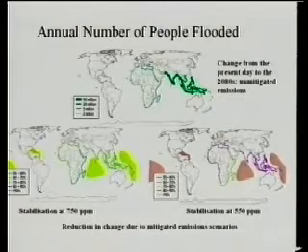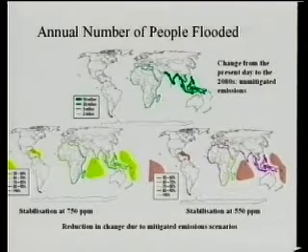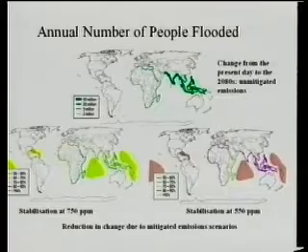So that's one feature. The good news on this slide is that if we manage to control this, such as by stabilizing at 550 parts per million, then we can reduce the problem by quite a large amount. So the blue indicates that 80 to 90% fewer people would be displaced from their place of abode.